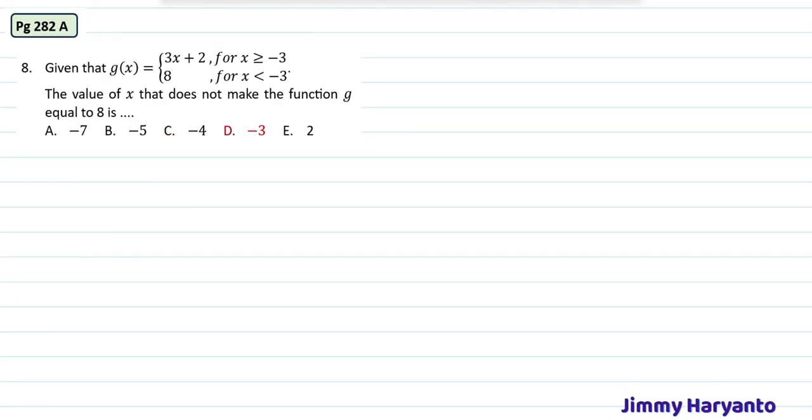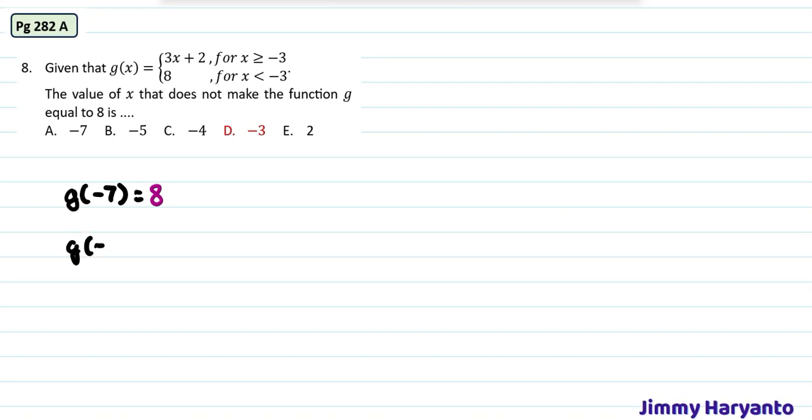C. Next is question 8. For question 8, find the value of x that does not make the function g equal to 8. Okay, so you have to guess and check for this one. The value of x is negative 7. When it is negative 7, I think we have to choose this one because x is less than negative 3. That means the value of g will be 8. It does equal 8. So we have to find the one that is not.